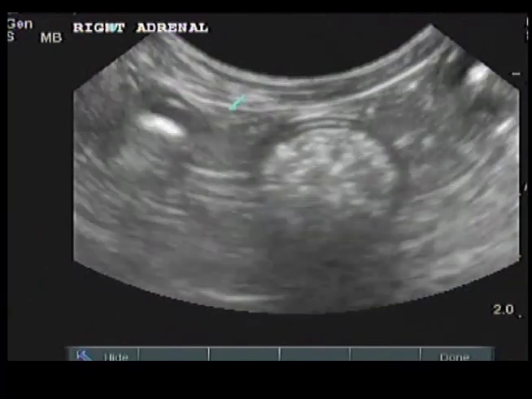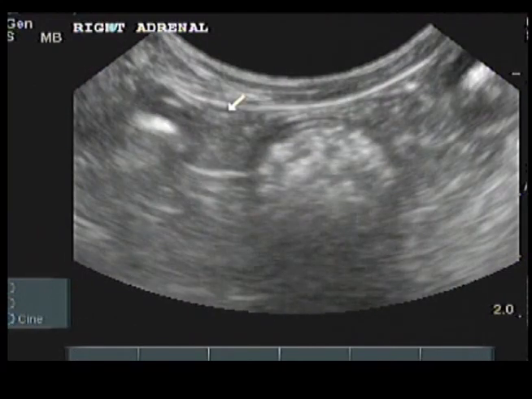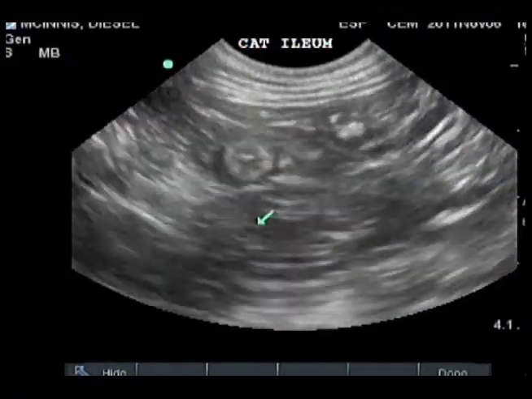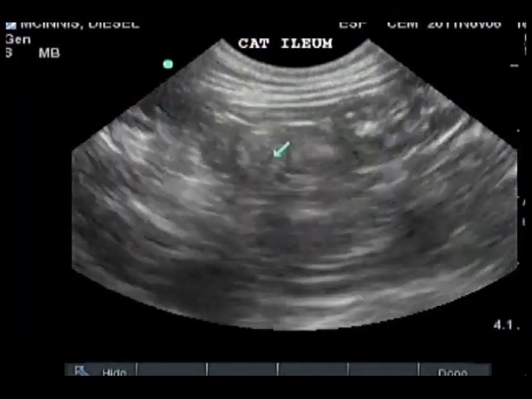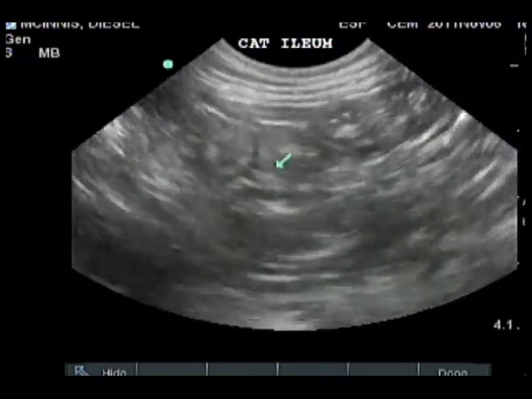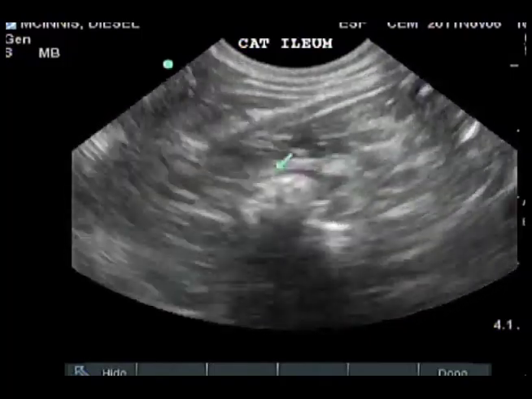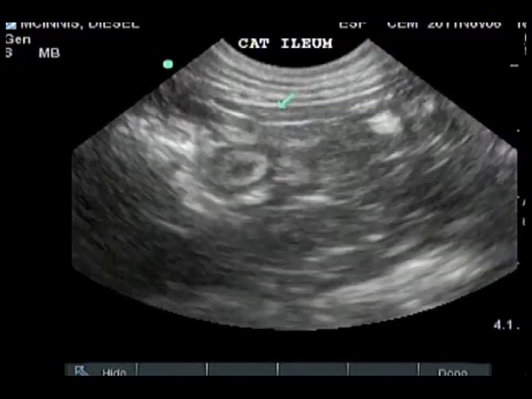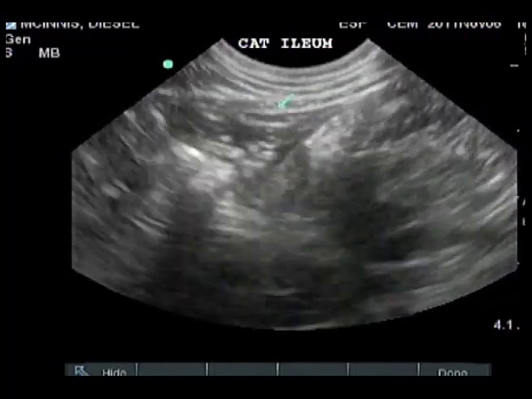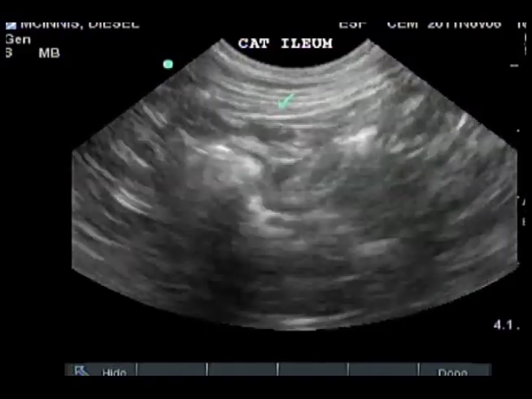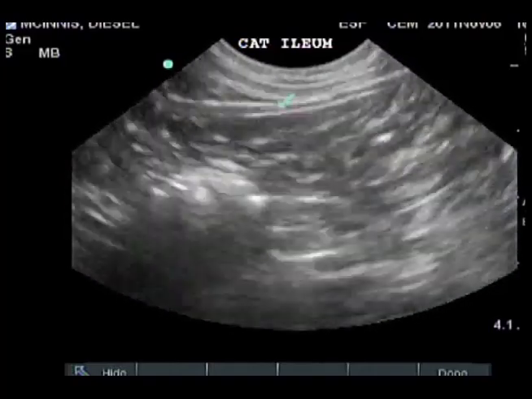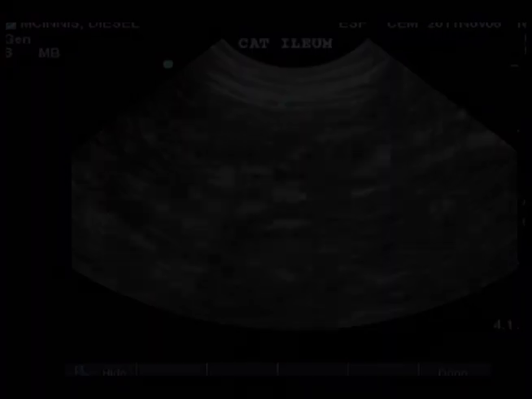In dogs, the duodenum is larger than the other intestines. In cats, the normal ileum is often seen in the right caudal abdomen. The feline ileum has a prominent submucosa. The ileum can be followed into the ascending colon. In cats, the ileum is larger than other intestines.